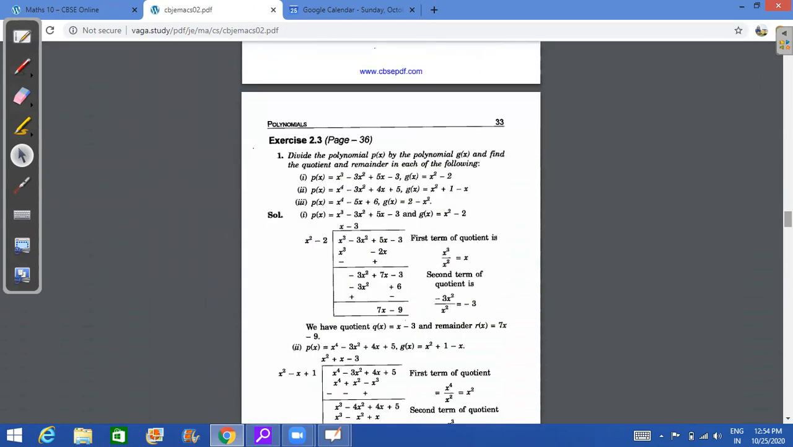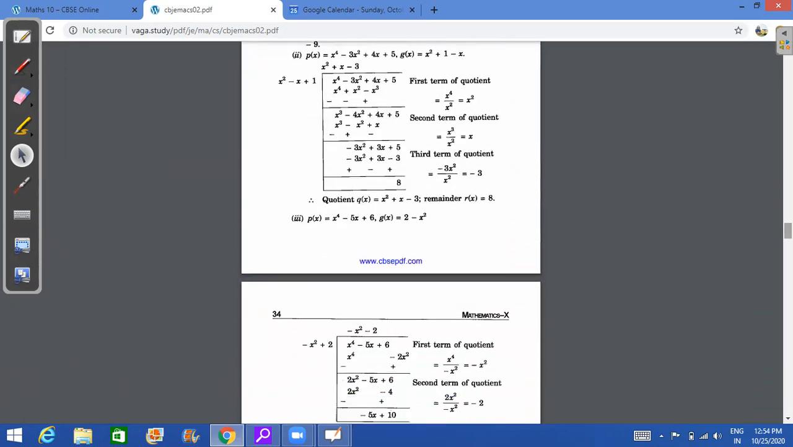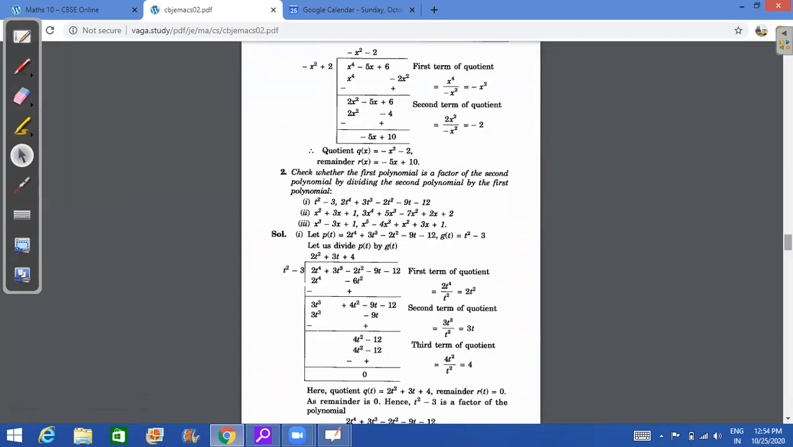Now the good news is that 2.3, the division algorithm, which was actually the tough part, has been cancelled. Division of polynomials is cancelled. So 2.3 is not there at all. So this you can cancel.